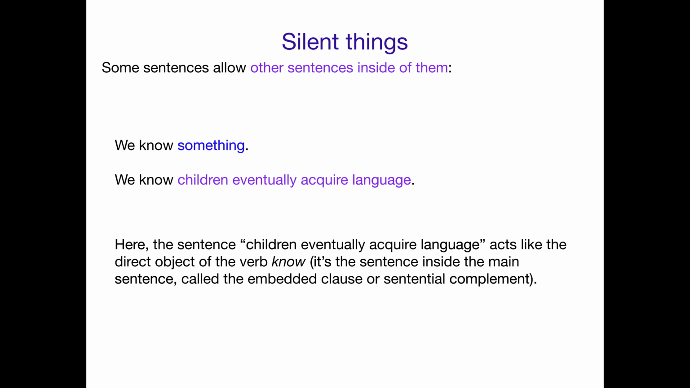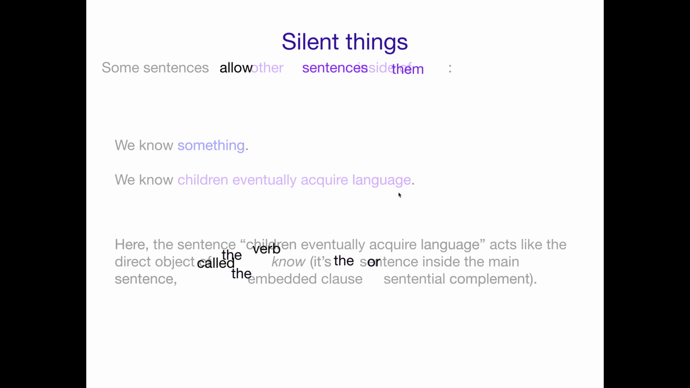So the idea basically is that some sentences allow other sentences inside of them, so you can have this frame, we know something, and the thing that you know can be an entire sentence, like we know children eventually acquire language. And so the sentence, children eventually acquire language, acts like the direct object of the verb know. It's the sentence inside the main sentence, which we sometimes call the embedded clause, the subordinate clause, the sentential complement, but it's this thing, right? And it looks like a normal sentence.